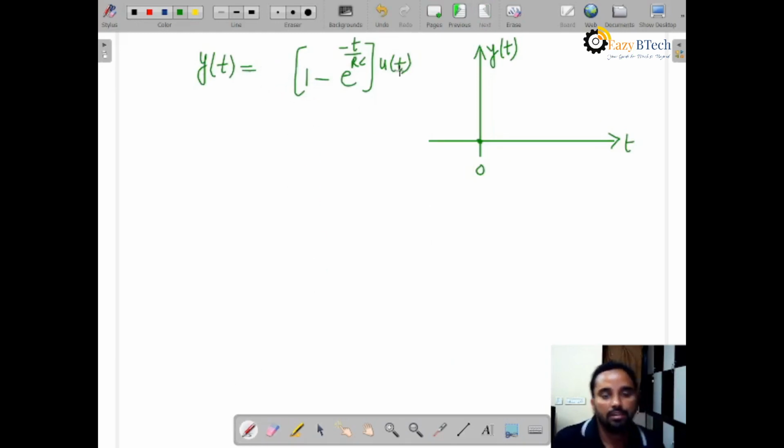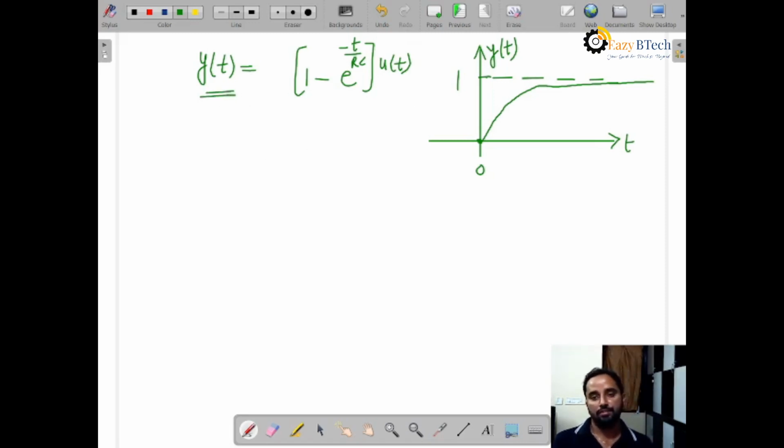So if you take t value 0, 1 minus 1 is 0, so y of t starts from 0. And if you take t as infinity, e power minus infinity is 0, so 1 minus 0 is 1. So y of t will go from 0 to 1, it reaches 1 as t goes to infinity. So this is the plot we get, and this is the y of t expression.